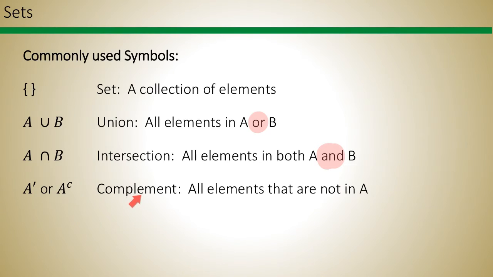The last symbol we're going to see is complement, okay? And there's two different ways this could be written. You could see an apostrophe, or you could see a C as an exponent there. So whenever you're looking for a complement, you're looking for the things that are not in set A. So we're going to list the things that are not in set A if we're trying to find the complement.